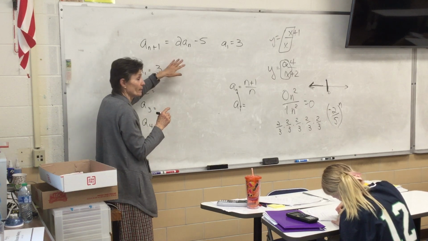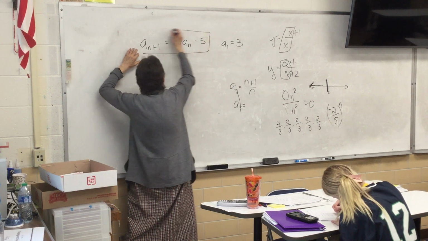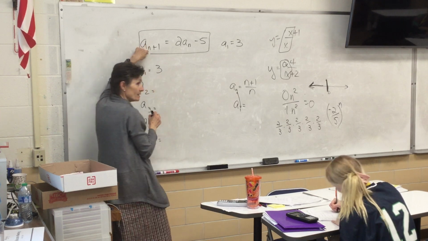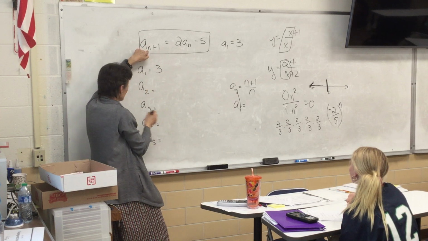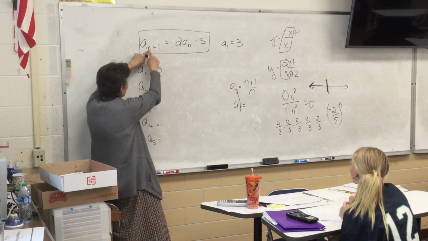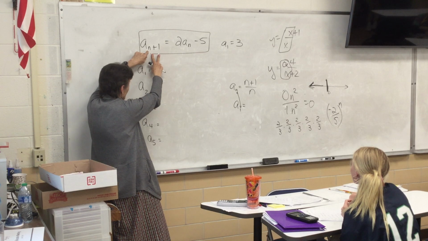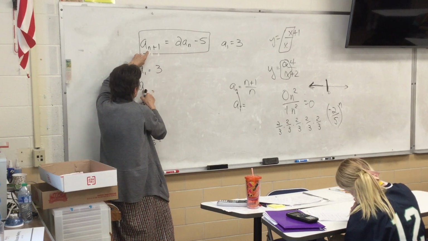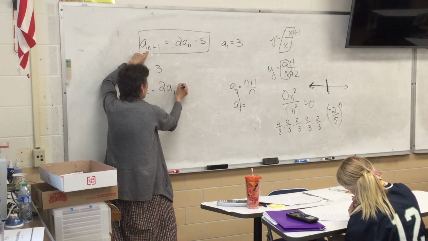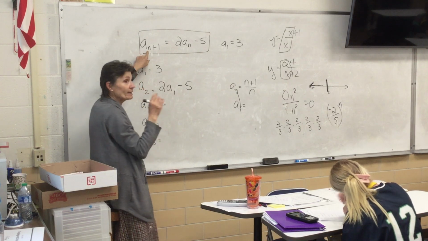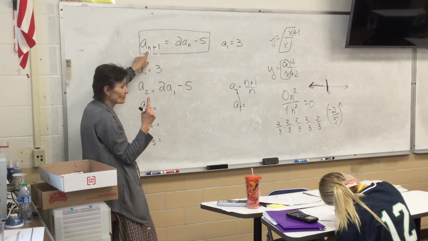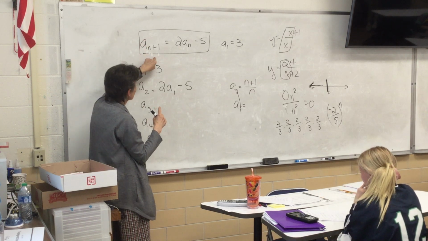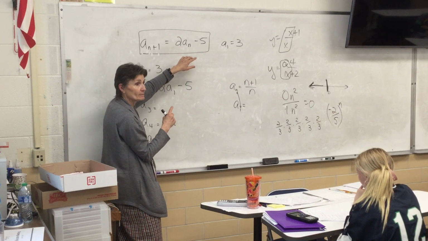Well, let's look up here in our formula. If we want to find a sub 2, then don't we need n to be 1? If we let n be 1, won't that be a sub 2 then? So I'm going to let n be 1, and my formula says a sub 2 equals 2a sub 1 minus 5.